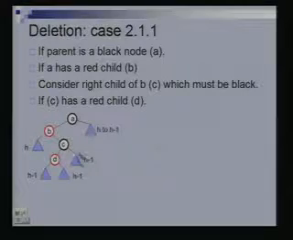So, this is the picture. This height went down from H to H minus 1. So, what is the black height of this tree? This entire black height was originally H plus 1.